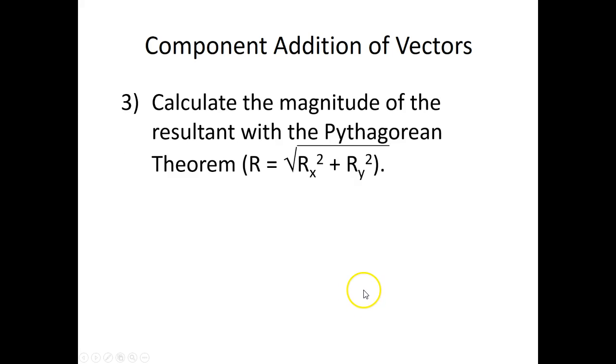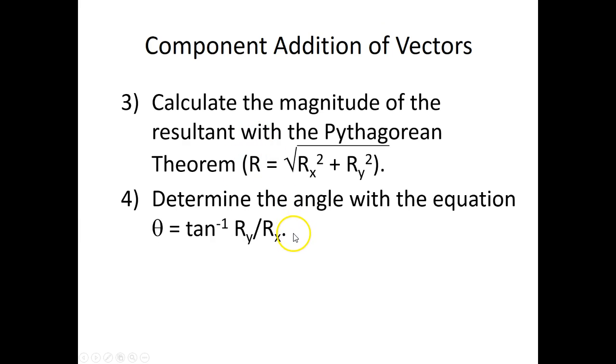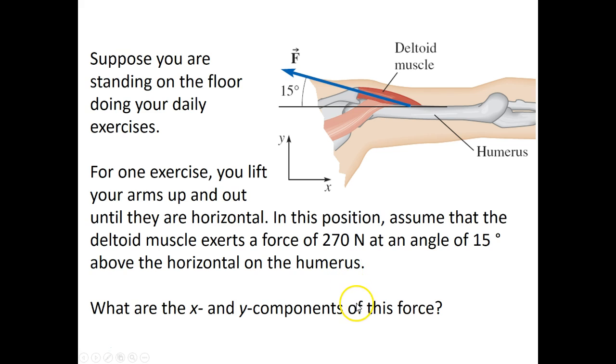And then I can calculate the magnitude by taking the sum of all my x's and the sum of my y's, plugging it into the Pythagorean theorem, and that gives me my r value. And then I can use my inverse tangent again in order to find out what the angle is. A lot of this might not make sense until we actually do a problem, so let's go ahead and do a problem and see what we get.